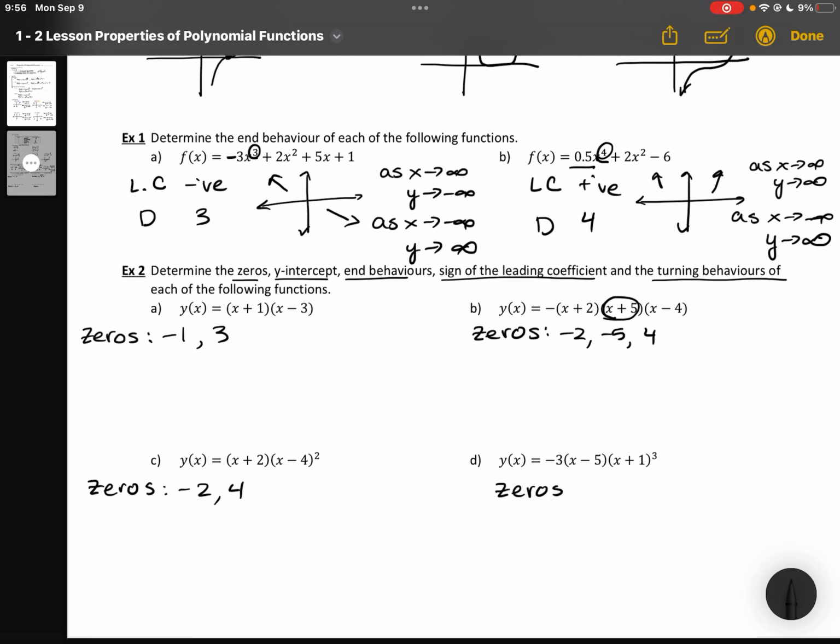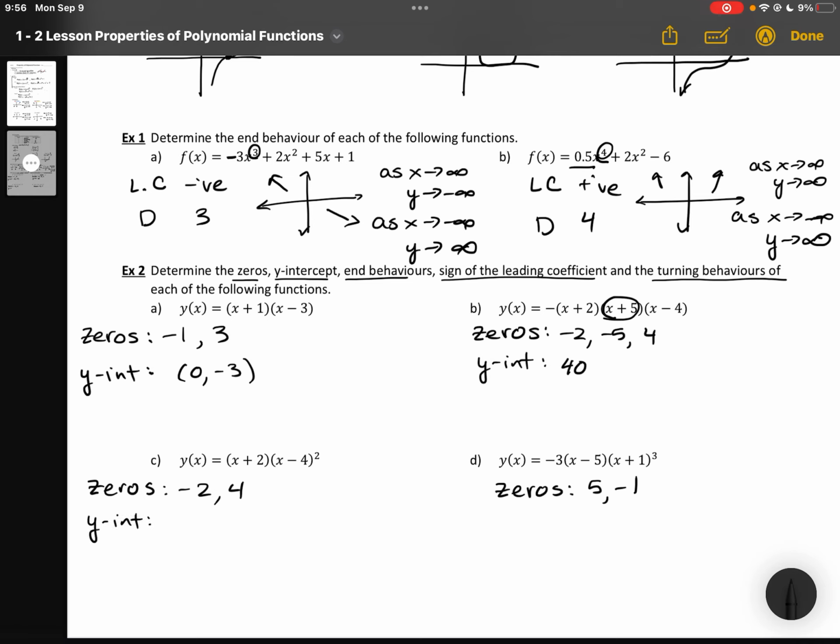Zeros, 5, and -1. So the next thing that I need is the y-intercept. So I'm setting x equal to 0, and I'm going to calculate that. So for here, x is 0, y is -3. If x is 0 here, I'm going to end up with 40. I've got 2 times 5 is 10, times -4 is -40, and then there's another negative sign.